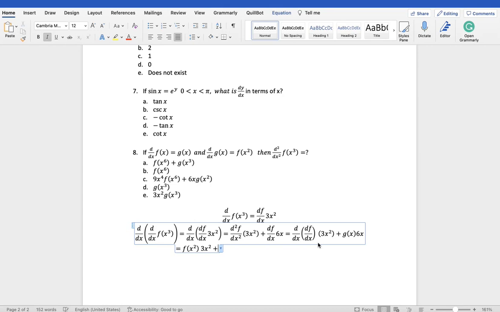Plus g of x multiplied by 6x, right? So now here is where you have to sort of use your thinking as well a little bit.